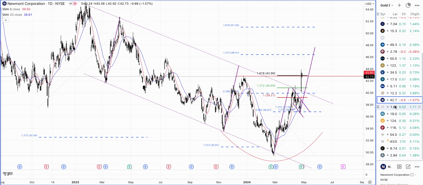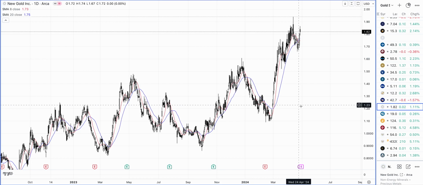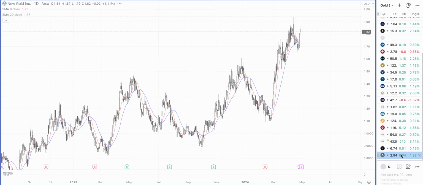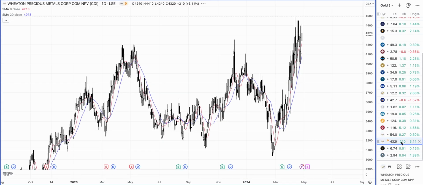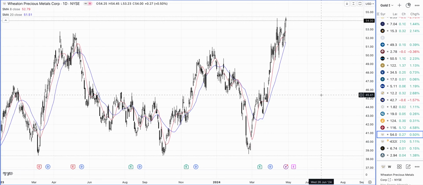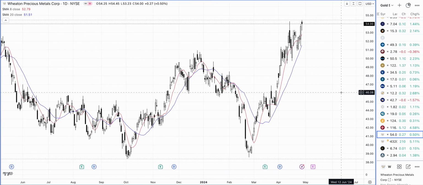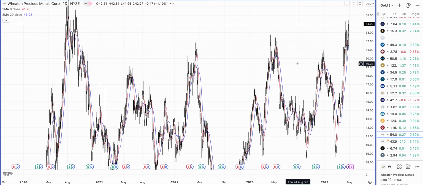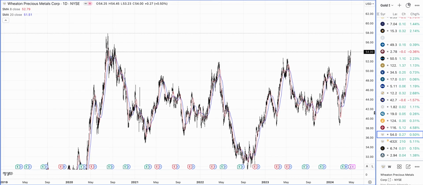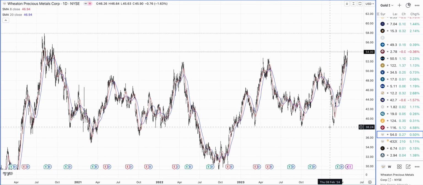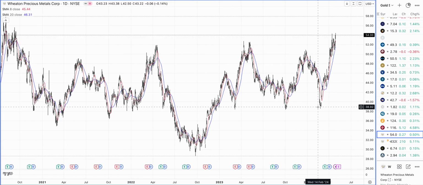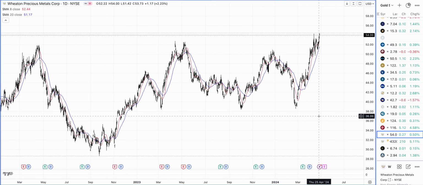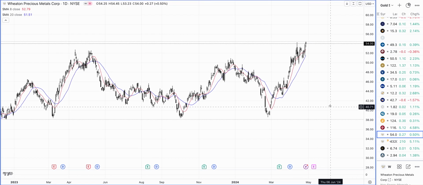Newmont, we have already taken a look at. There's so many stocks to take a look at. New Gold. Okay, big list I have. I think this one is interesting because this is the Wheaton Precious Metals, but this one is trading on LSE. Let's get the one which is on the New York Stock Exchange, and here we go. It's very interesting because it is getting very close to its highs. So I think I'll do more analysis on this one later on, but for now I'll just keep an eye on it.